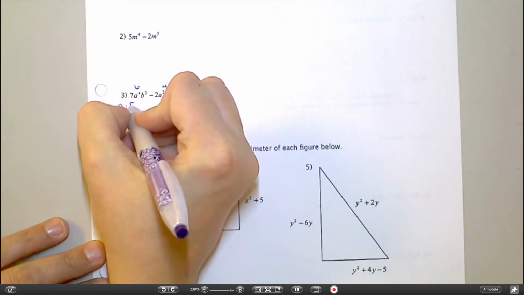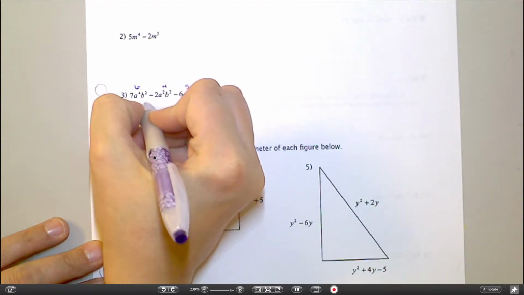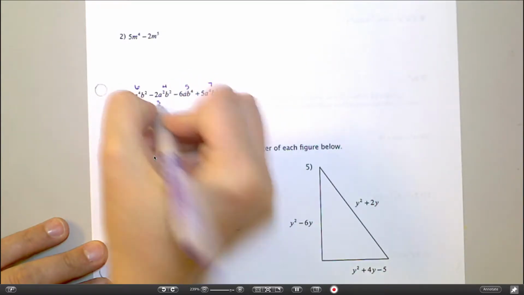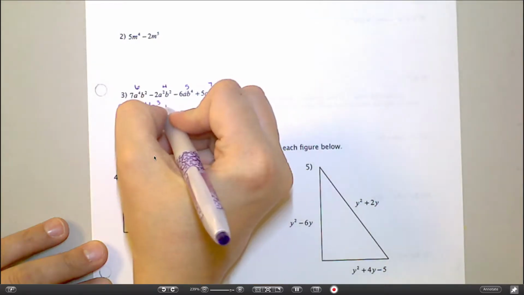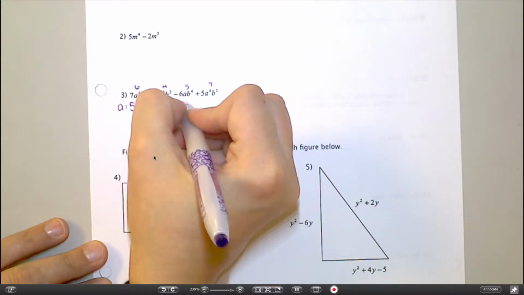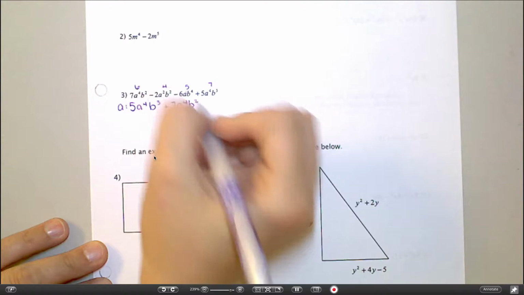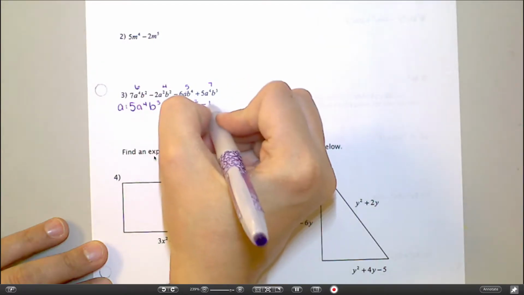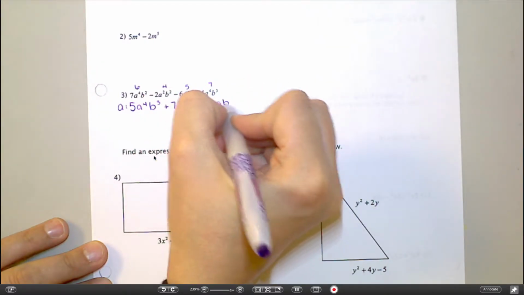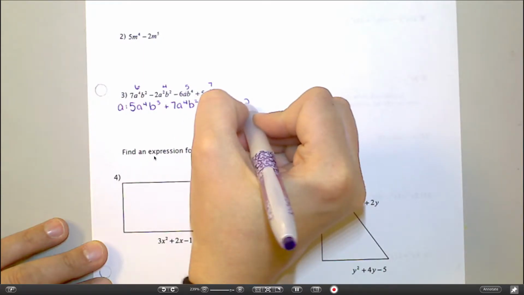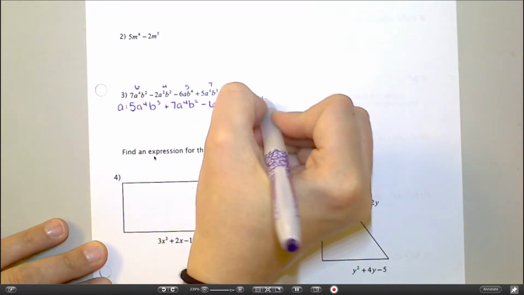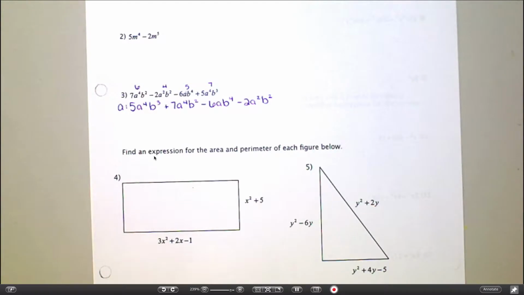Okay? So my standard form would look like this. 5a to the 4th, b to the 3rd. Then I would go to this one. Plus 7a to the 4th, b squared. Minus 6ab to the 4th. Minus 2a squared, b squared. Okay? Does that make sense for standard form? That one was tricky for standard form.